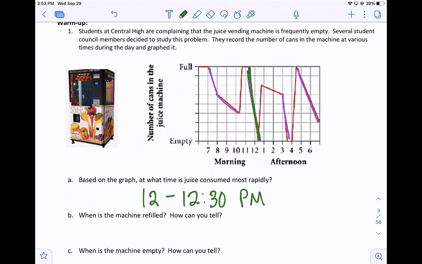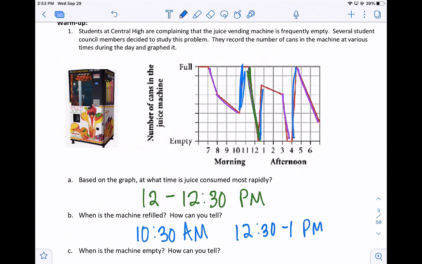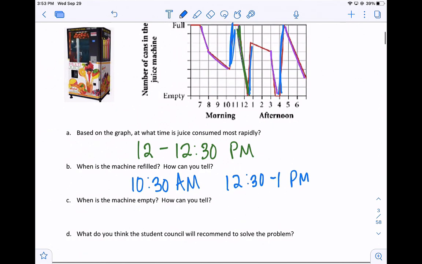B, when is the machine refilled and how can you tell? Well, when the amount of juice cans goes up, so at around 10:30 a.m. it looks like. And it's also refilled from 12:30 to 1. And also maybe after school from 4 to 4:30.